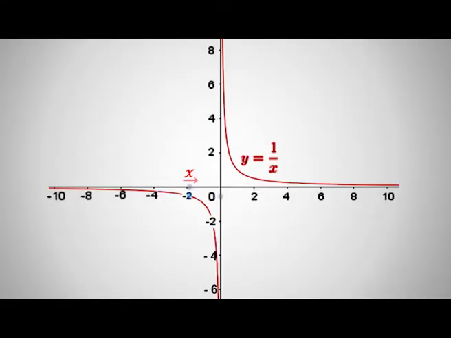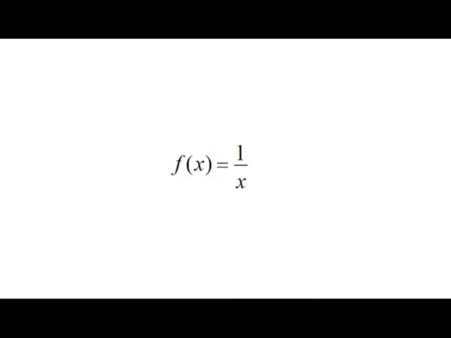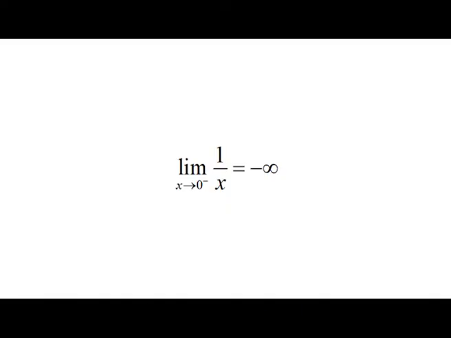Also, as x values are taken closer and closer to 0 from the left, that is along the negative x axis, the corresponding values of f(x) = 1/x are negative and decrease without bound. We describe this limiting behavior by writing: the limit of 1/x as x approaches 0 from the left is negative infinity.